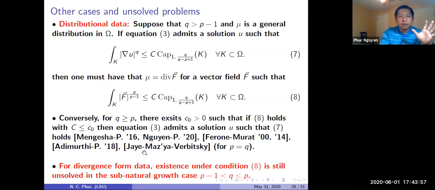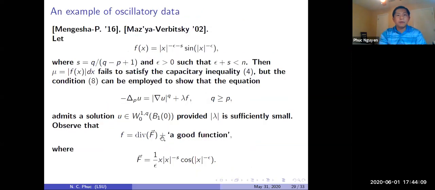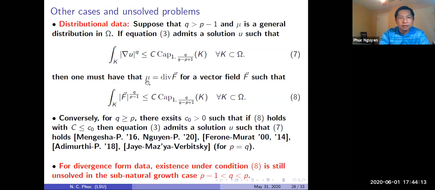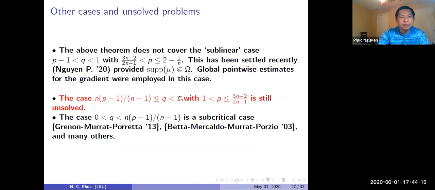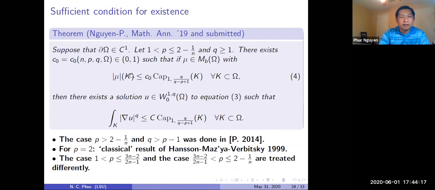Adimathi and myself, J, Mazda, and Babitsky as well. Okay, but the general case when Q is bigger than or equal to P can be found in this recent paper. Okay, so let me tell you an example where this condition is better than this condition.